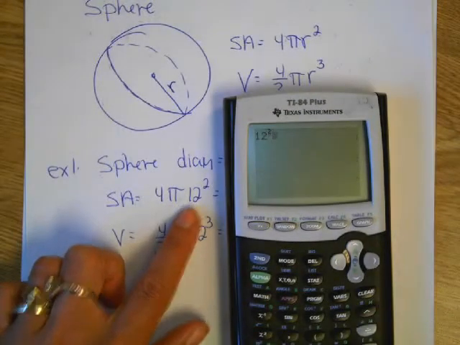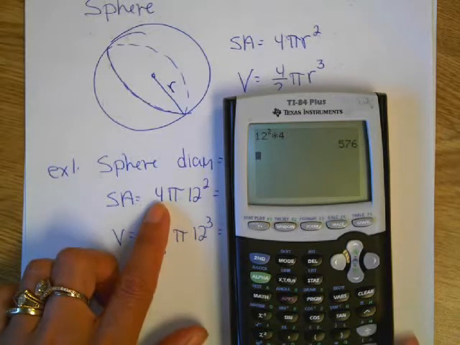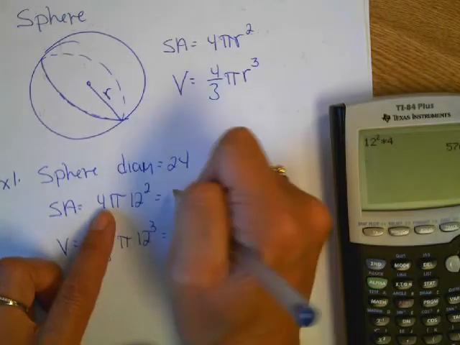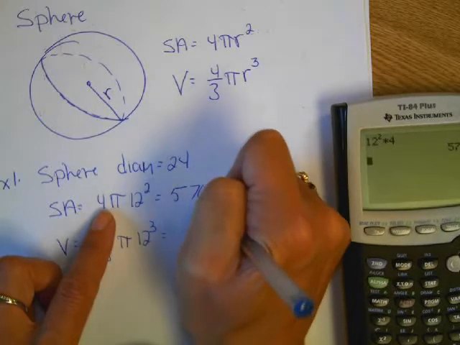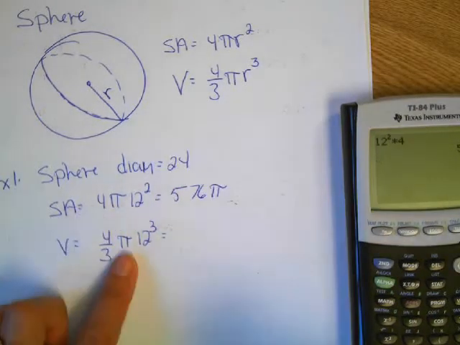So 12 squared times 4, 576. Float the pi to the end.